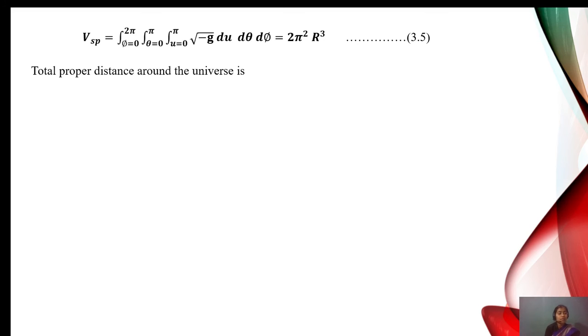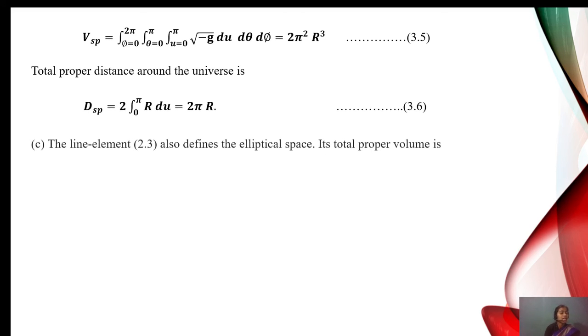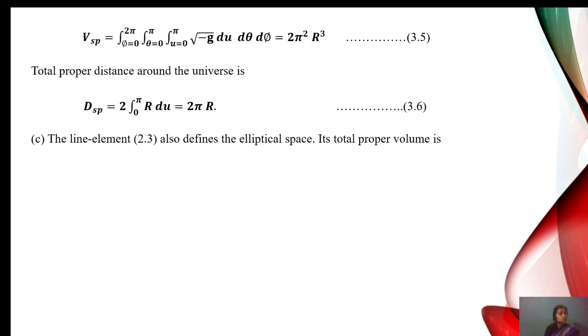Total proper distance around the universe will be given, that is d_SP equals, total distance will be given, that is 2 square root of 0 to pi r du equals 2 pi. The line elements along define the elliptical space. Its total proper volume is given to the form, that is V_ELL equals, considering the form square root of r equals 0 to capital R, theta equals 0 to pi and phi equals 0 to 2 pi.